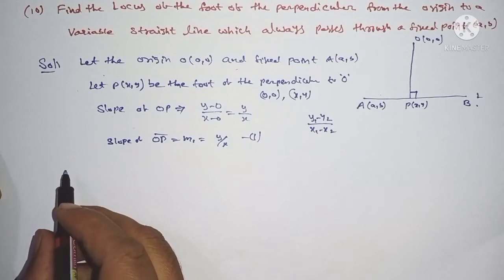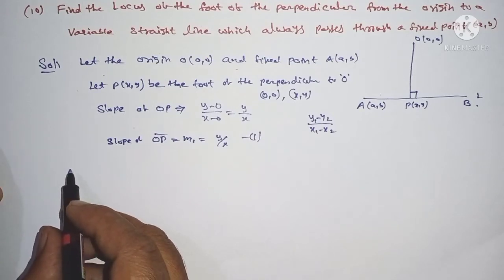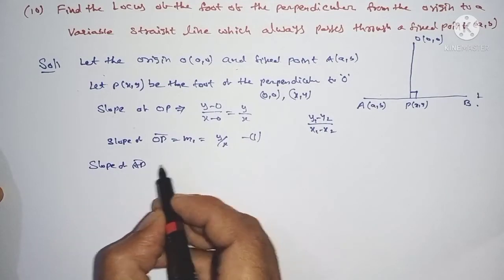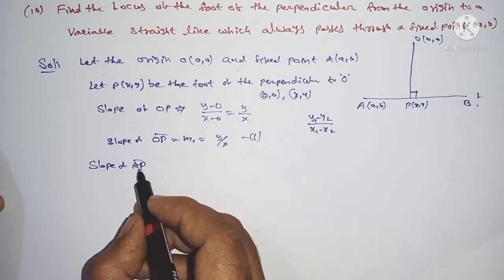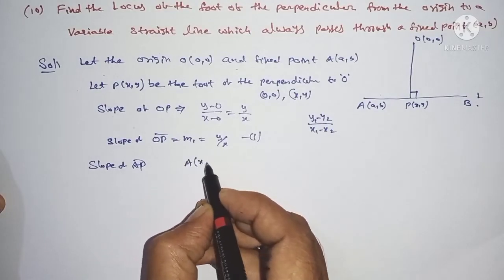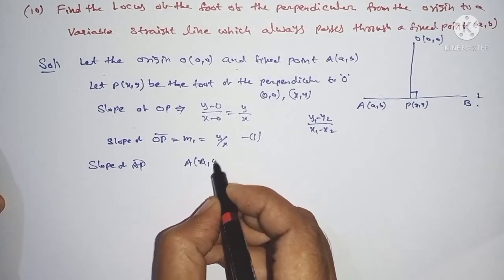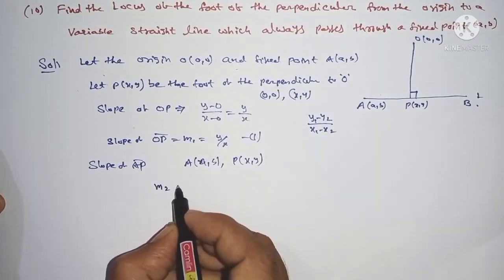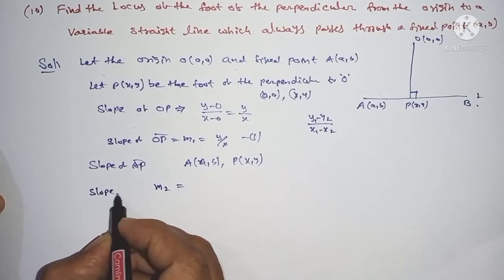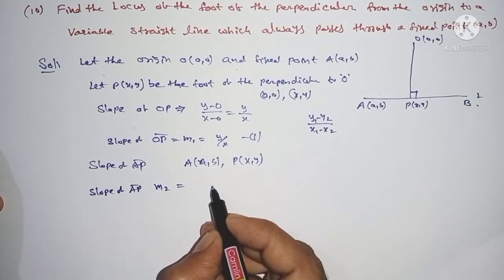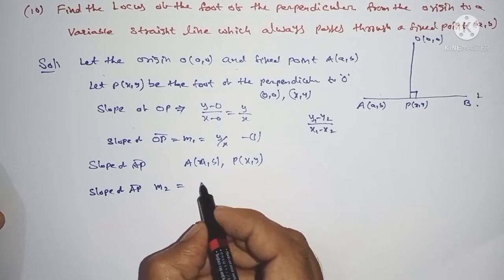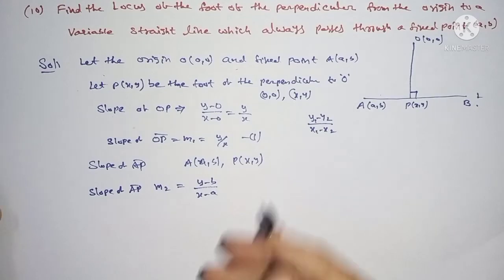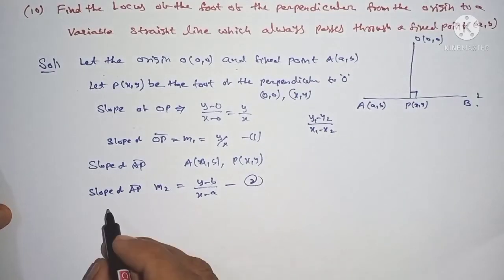And slope of AP. Similarly, you can find the slope of AP. You can take A as a comma b and P as x comma y. Therefore, m2, the slope of AP, is (y minus b) by (x minus a). Don't simplify here. This we call equation 2.